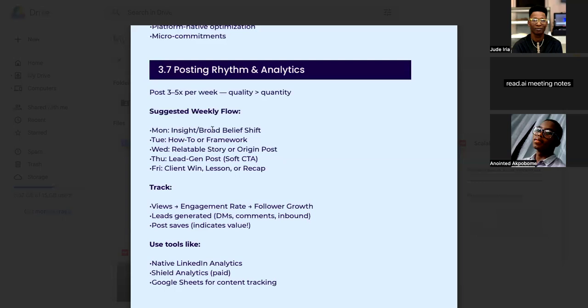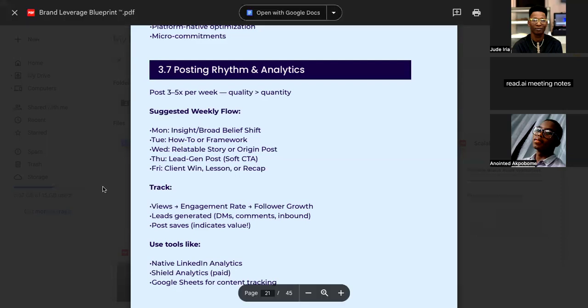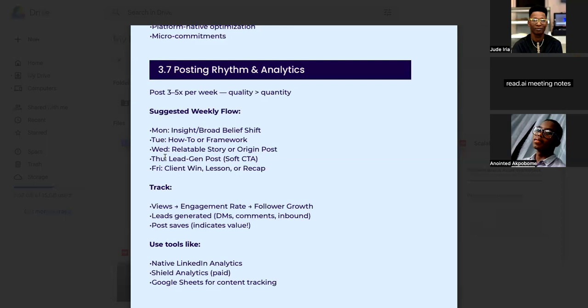On Monday, you can post something insightful, a broad belief, or a shift. On Tuesday, you can post how-tos, like how to design with Figma, how to optimize your profile, how to create good banners, or you just share a framework with them. On Wednesday, you can post a relatable story or an origin post, just to get everybody relatable. On Thursday, you can post a lead gen post with a soft CTA. Lead gen is like generating leads. Then Friday, you can post testimonials, lessons, or a recap of the week. You can even do a repost on Friday.